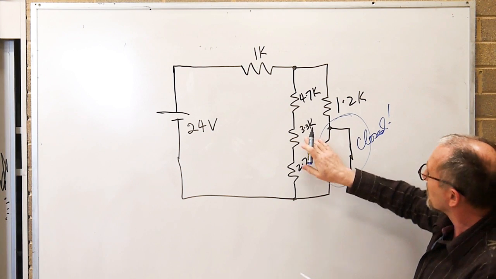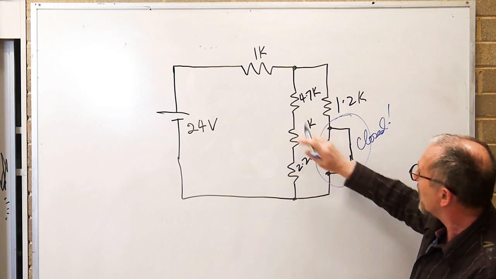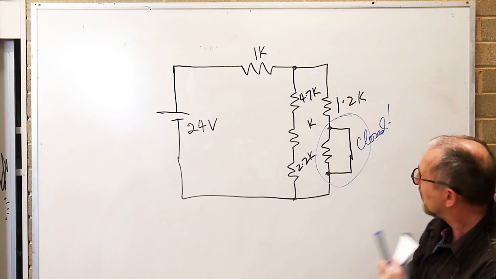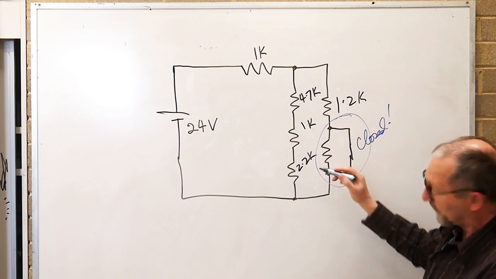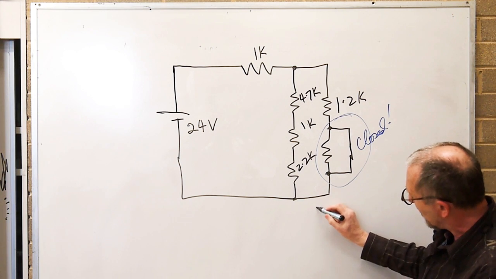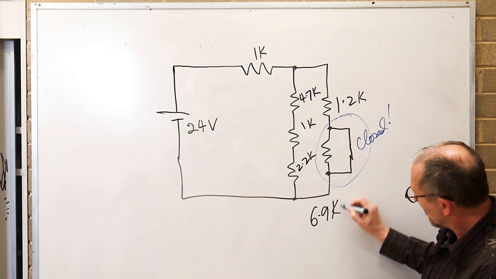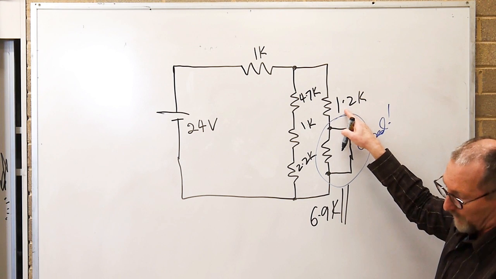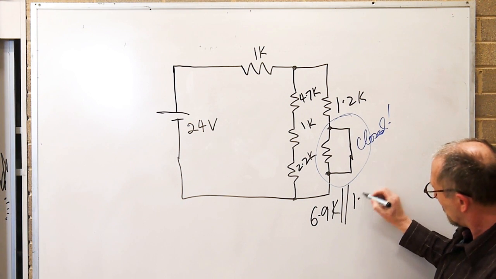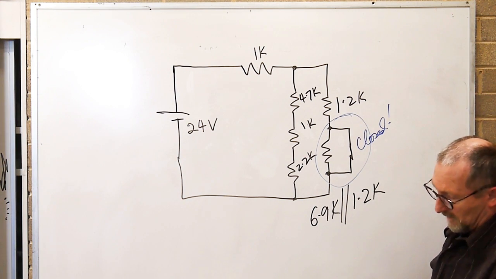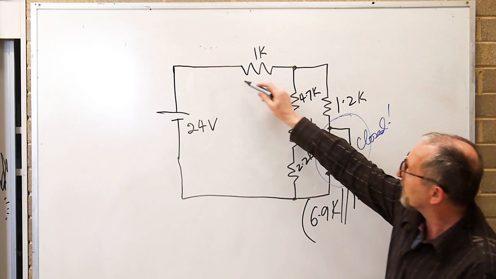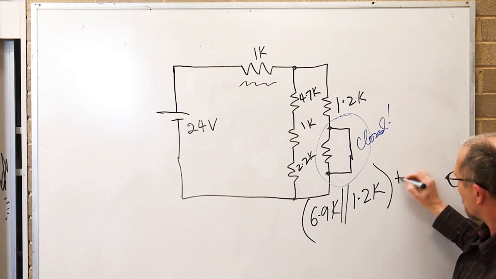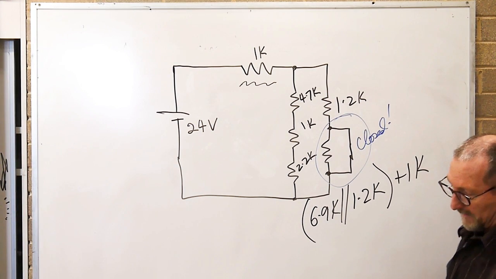Oops, sorry, I made a mistake there. That was 1K. So 4.7, 1K, 2.2, that's better. They add up to 6.9K. And that's in parallel with just the 1.2K. And then if I bracket that, because we can't forget this one here, plus 1K.